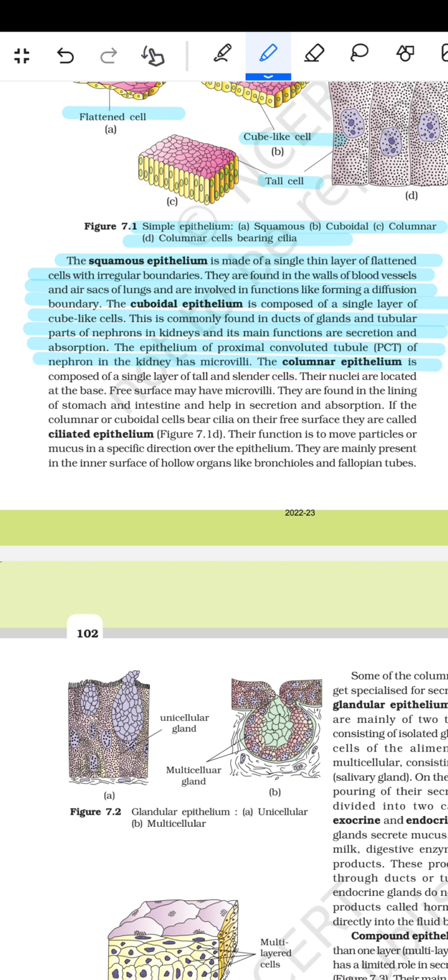The columnar epithelium is composed of a single layer of tall and slender cells. Their nuclei are located at the base. The free surface may have microvilli. They are found in the lining of the stomach and intestine and help in secretion and absorption.